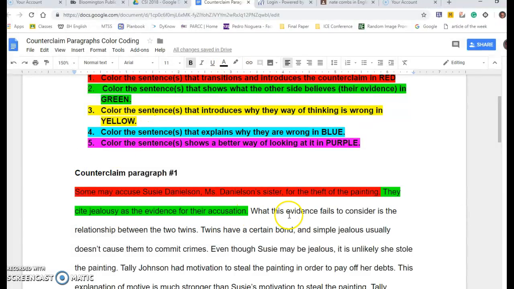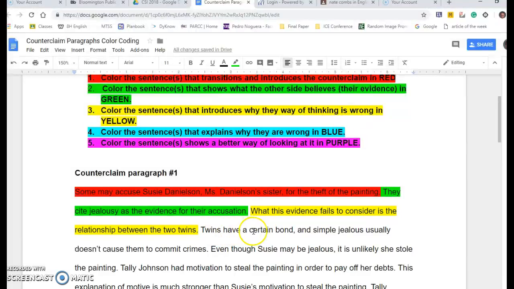Our next sentence says, what this evidence fails to consider is the relationship between the two twins. So you can see that it starts with what this evidence fails to consider. So this is the reason why this way of thinking is wrong. So I'm going to highlight that in yellow.